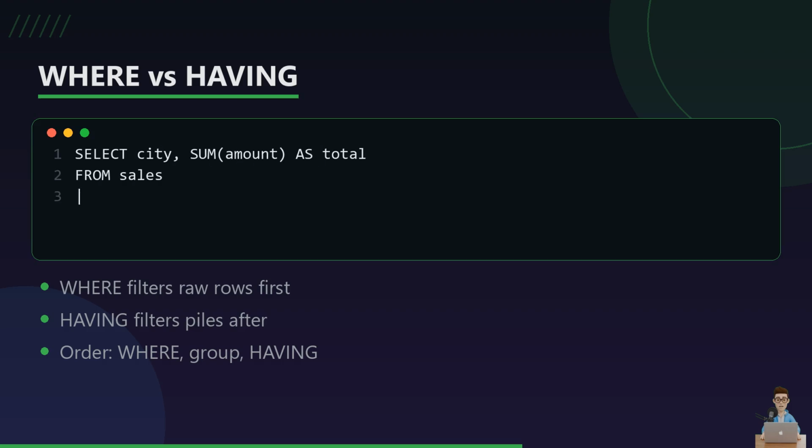This is the big one to get right. WHERE runs before grouping and filters individual rows, so it can't see a sum yet. HAVING runs after grouping and filters the piles using aggregates. Think of it as a two-stage checkpoint, WHERE at the door for people, HAVING at the door for the finished piles.